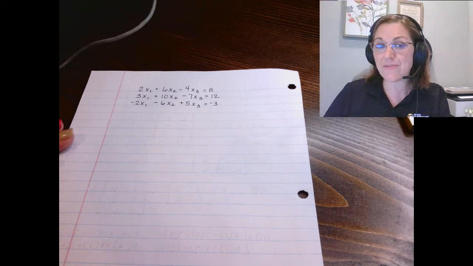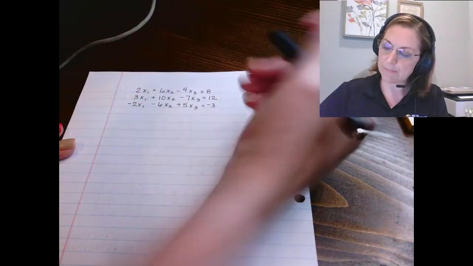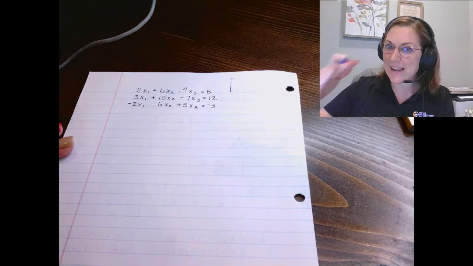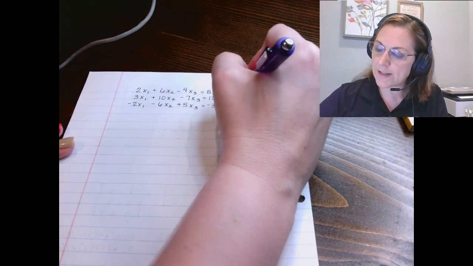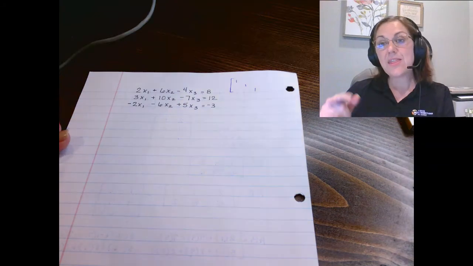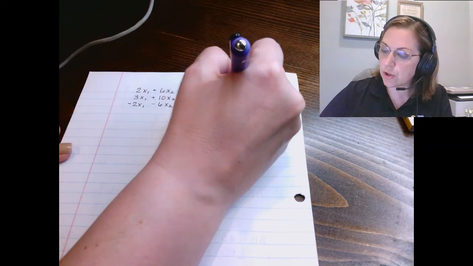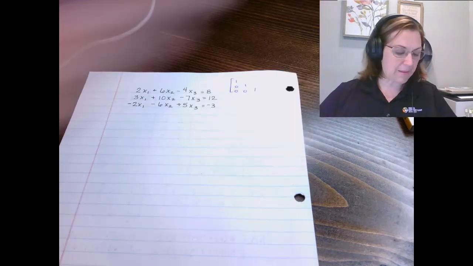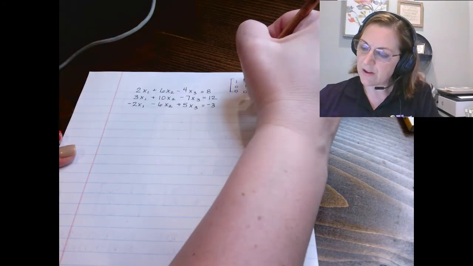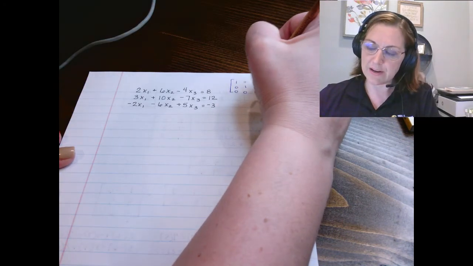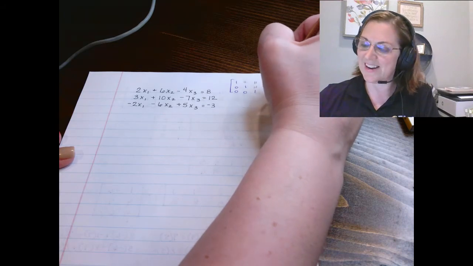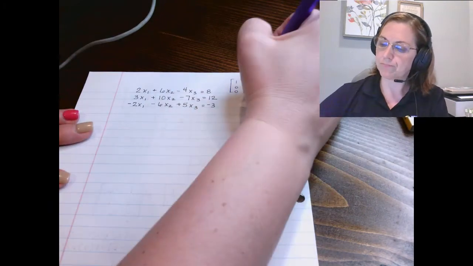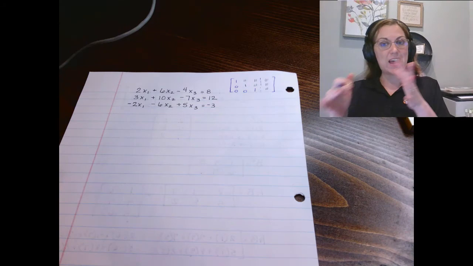Now, let's clarify what row echelon form looks like. Row echelon form is a matrix where the main diagonal has all ones in it. Then you also have zeros in the lower half of the matrix. And then you could have a number for each of the remaining elements in that matrix. That would be called row echelon form.